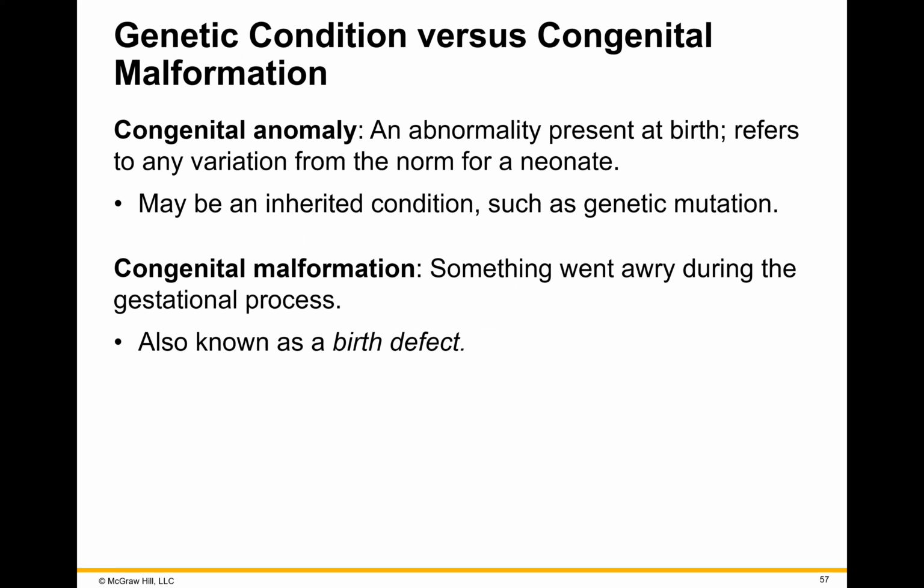We can have congenital anomalies. These are abnormalities that are present at birth. And this can be inherited. We can also have malformations. These are things that happen during gestation.